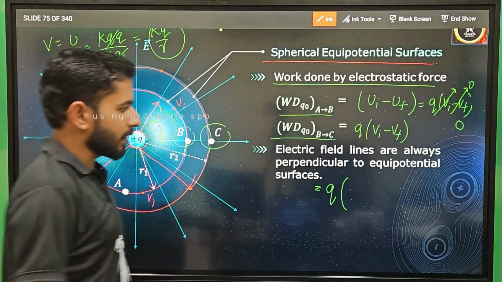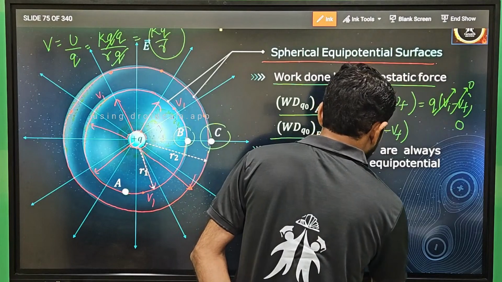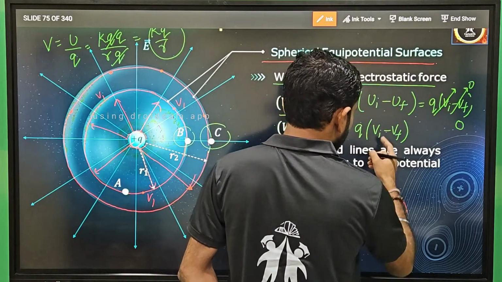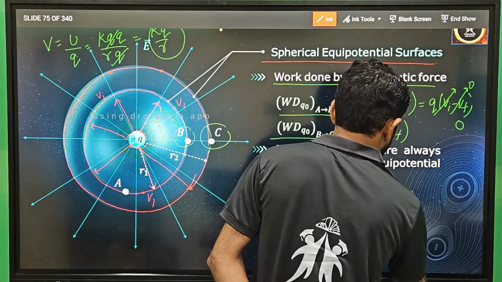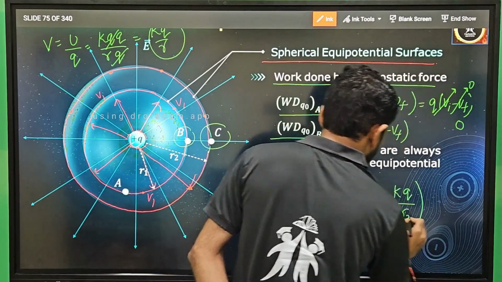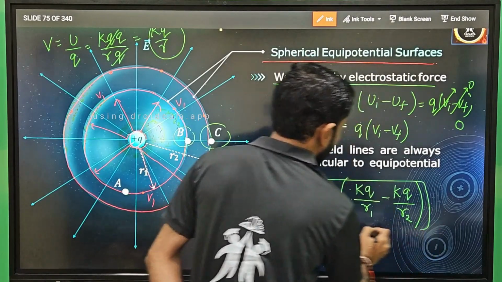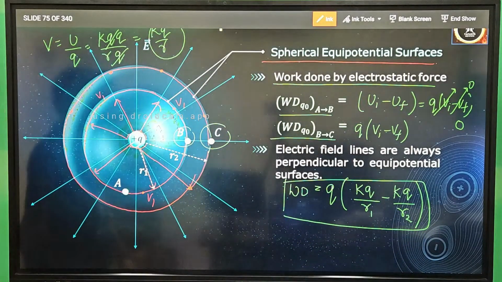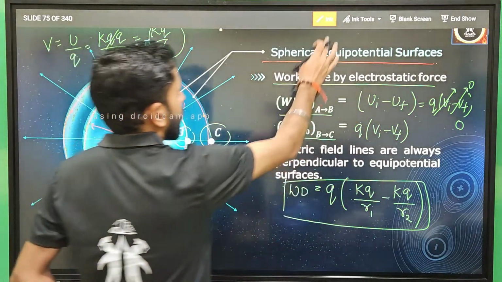If it is KQ divided by R, what will you write here? Initially KQ divided by, what is the initial length? You can write R1, minus KQ divided by, what is the final length? R2. This will be your work done finally, correct? This will be your work done. So this is all about equipotential surface.